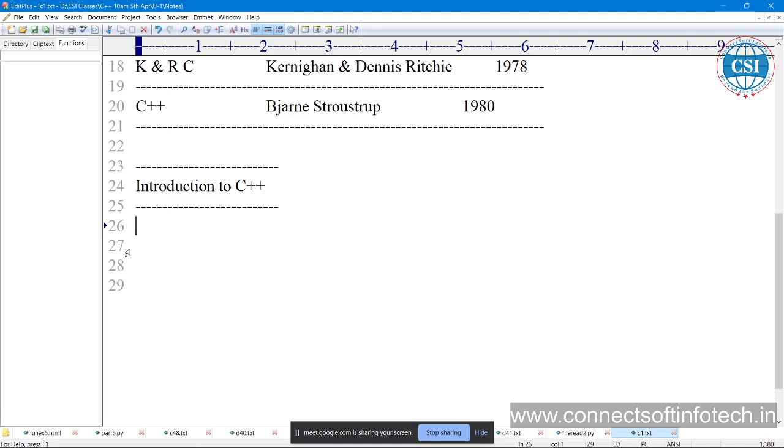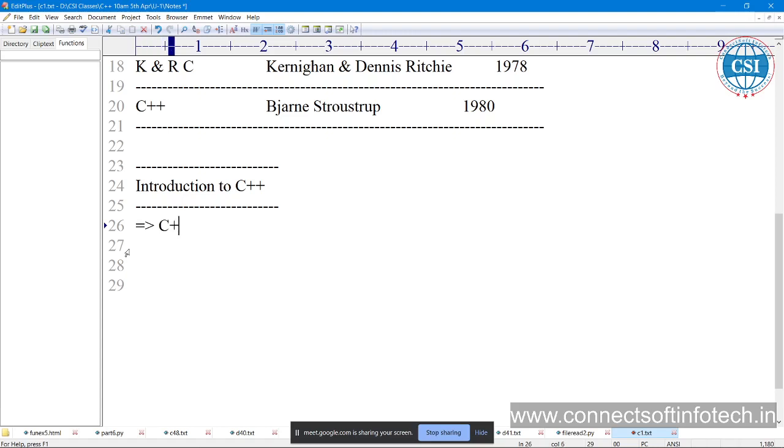So C++ was designed by Bjarne Stroustrup. C++ is what? A superset of C. C++ is object oriented programming; this concept is added. C++ is statically typed and multi-paradigm programming. It's a general purpose programming language. You can create low level applications and high level applications.